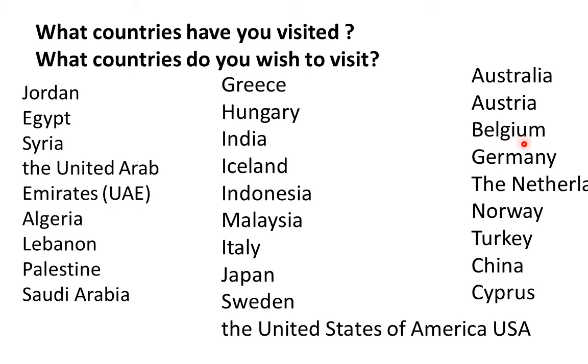Belgium, Belgica. Germany, Almania. The Netherlands is Holland. Norway is Norwich. Turkey, Turkiye. China, Sin. And Cyprus is Cyprus. And also you can find many other countries. Some of them, the pronunciation is the same as what we say in Arabic. The others have different pronunciation. Have a look and check the pronunciation with their spelling.